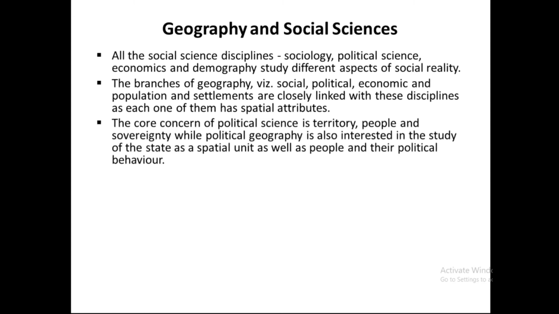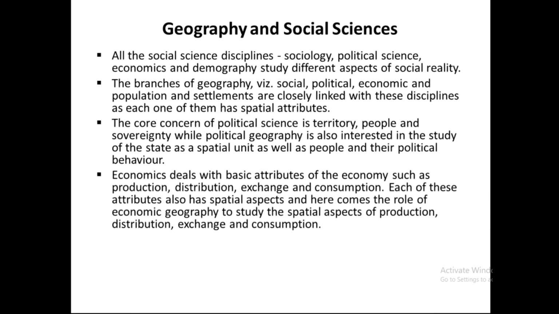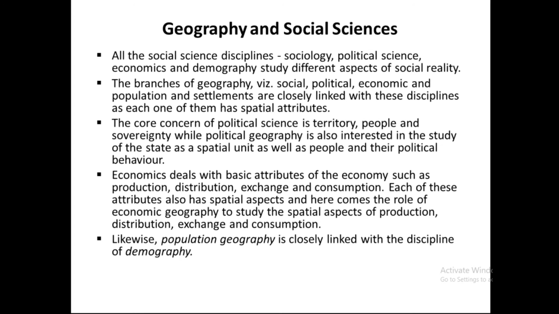The core concern of political science is territory, people, and sovereignty, while political geography is also interested in the study of the state as a spatial unit as well as people and their political behavior. Economics deals with basic attributes of the economy such as production, distribution, exchange, and consumption. Each of these attributes also has spatial aspects, and here comes the role of economic geography to study the spatial aspects of production, distribution, exchange, and consumption. Likewise, population geography is closely linked with the discipline of demography.